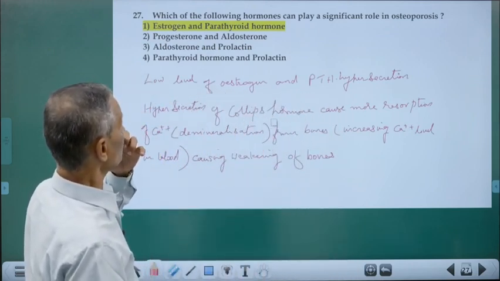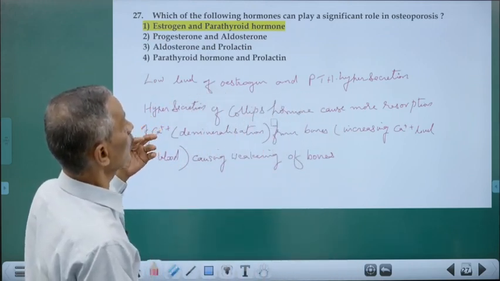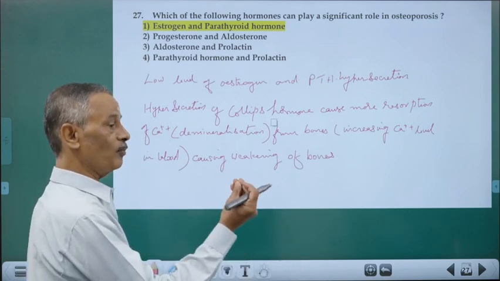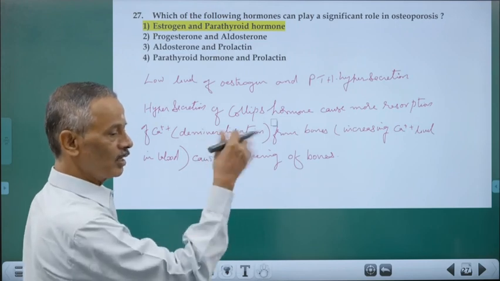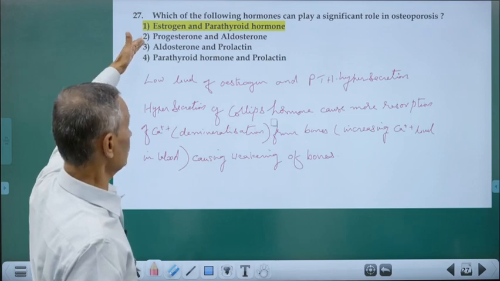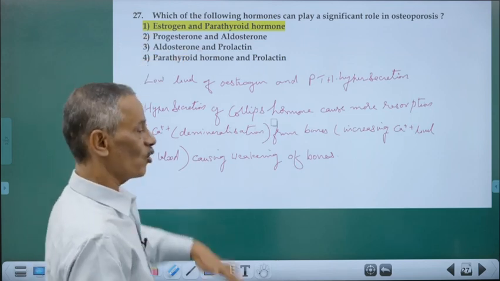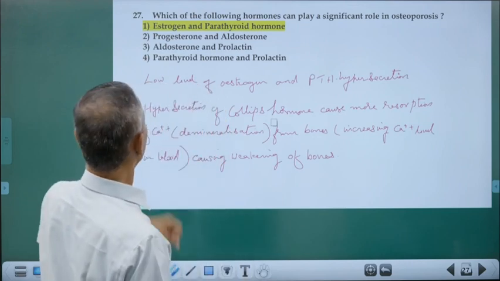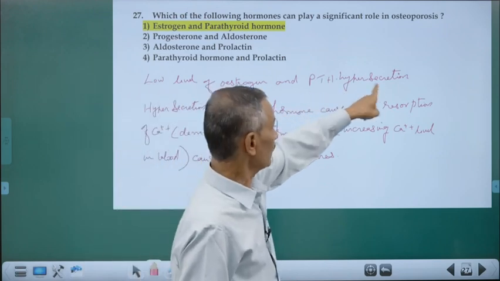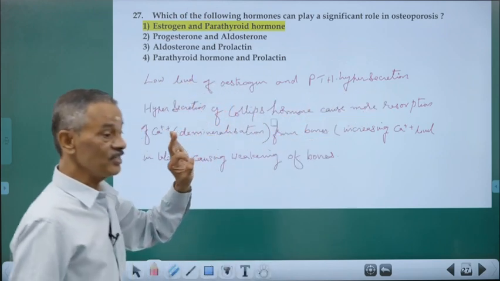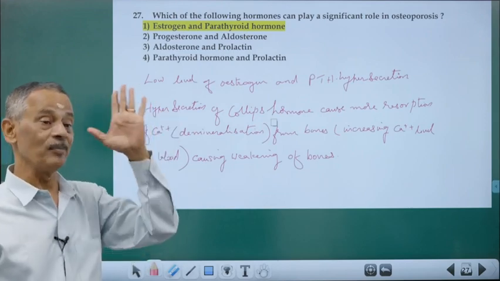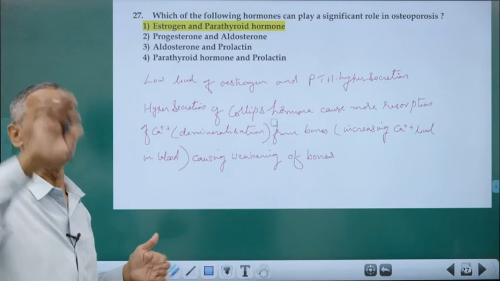Which of the following hormones can play a significant role in osteoporosis? Osteoporosis is a condition where bones lose their density because the calcium is removed, mainly because of the shortage of estrogen and parathyroid hormone. What is the role of parathyroid? A low level of estrogen and PTH are the reason. PTH hypersecretion. PTH is parathormone or collip's hormone, which is hypercalcemic in nature. It increases the calcium level in blood.